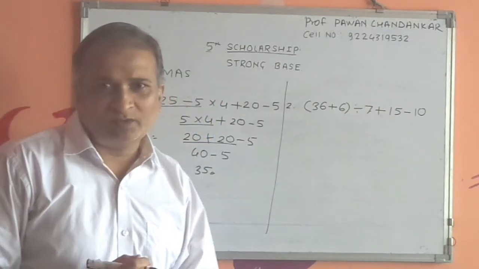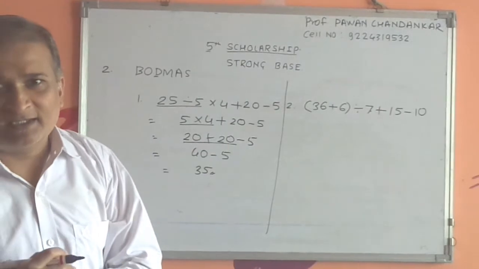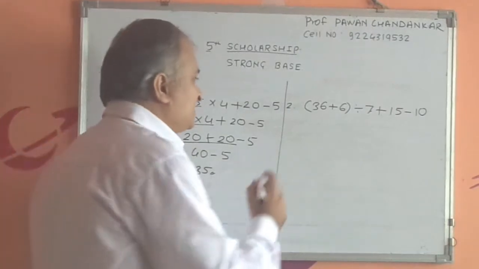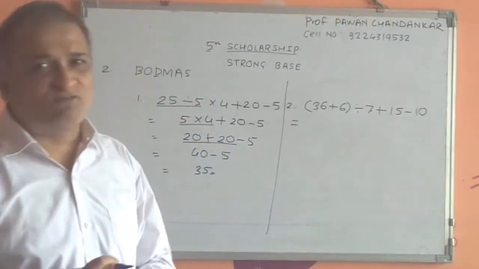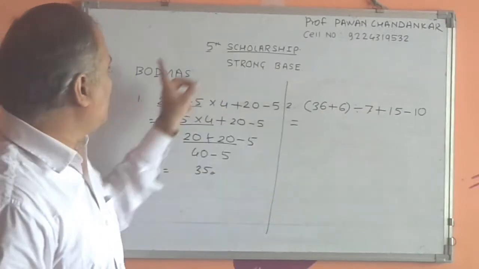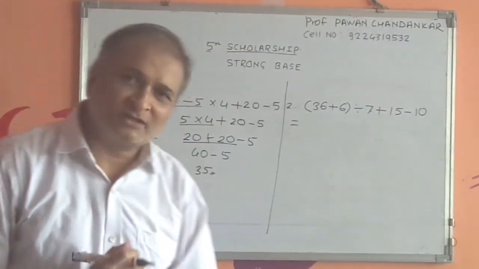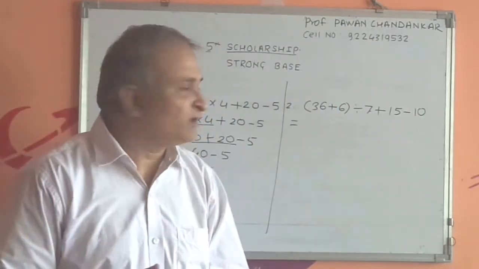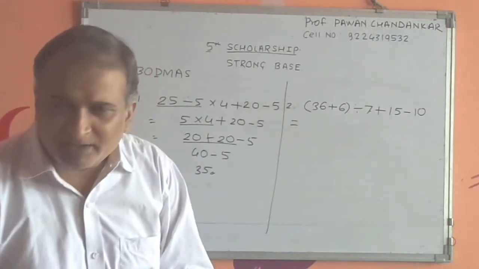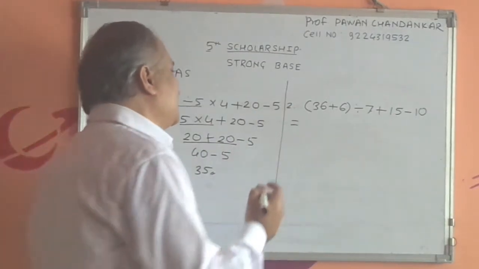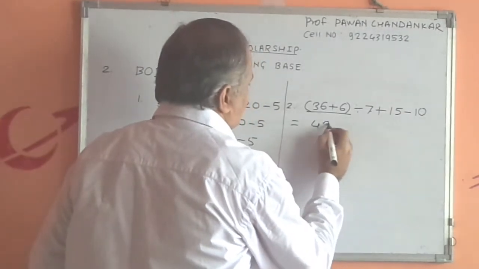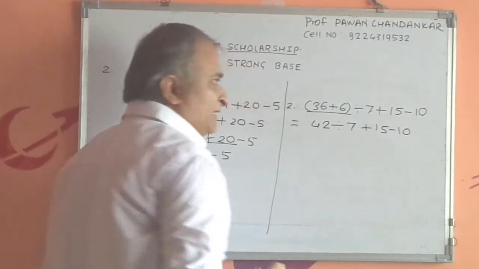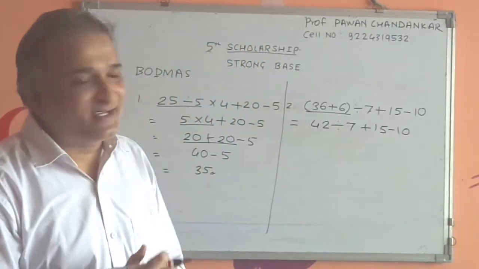So what you will do? Here bracket comes first. Yes kids, so first of all we will be solving the bracket. So 36 plus 6. Few students may ask me, sir, first of all let's do the division. But that is wrong. Look at the order. BODMAS. So here in this question bracket comes first. So that's why we need to solve bracket first of all. So 36 plus 6, we will be doing the addition. What is the answer kids? Yes, it is 42. Divide by 7 plus 15 minus 10. Yes or no? Very nice, very good.